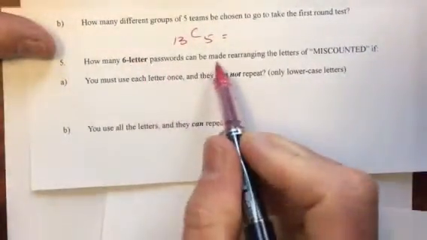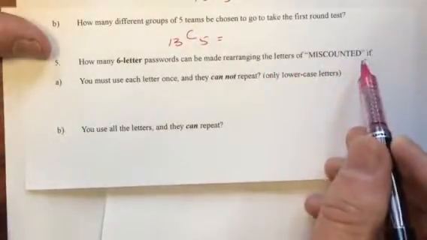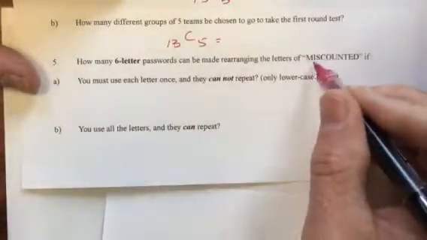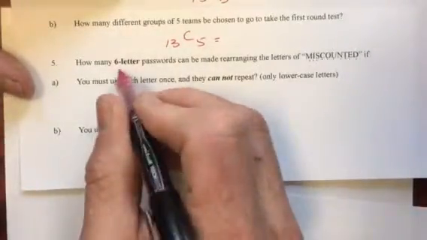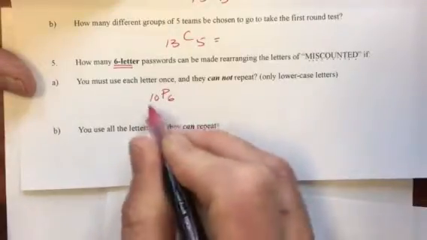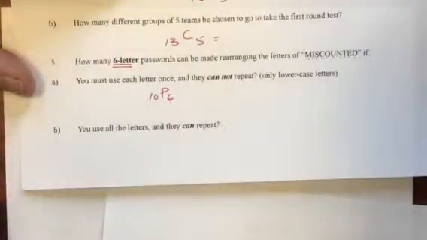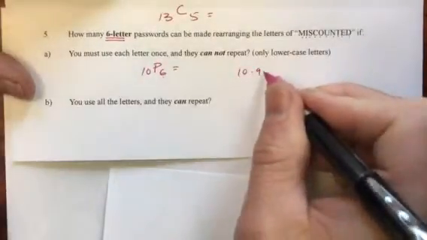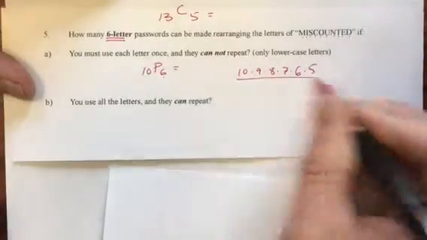How many 6-letter passwords can be made rearranging the letters of miscounted? Okay, you must use each letter once, and they cannot repeat. Well, that's 1, 2, 3, 4, 5, 6, 7, 8, 9, 10 letters. So that's basically 10P6, 10 letters to make my password, choosing them 6 at a time. Okay, so again, use the calculator, find that answer. You could also do it as 10 times 9 times 8, fill in the blank method. It's awesome if you need to, because that'll work.